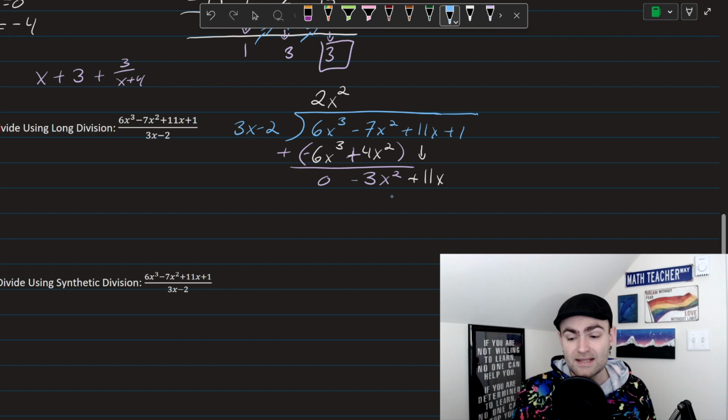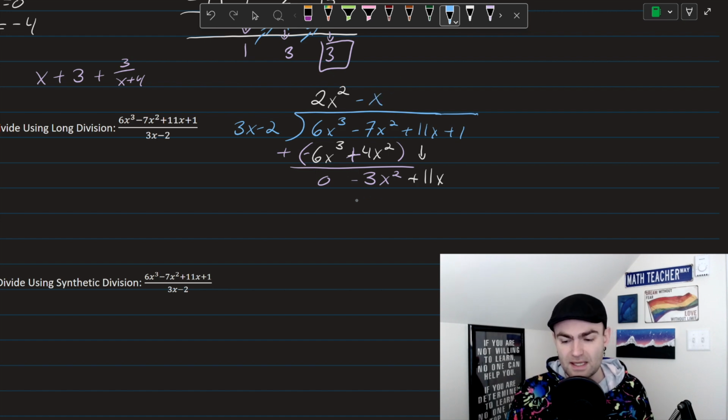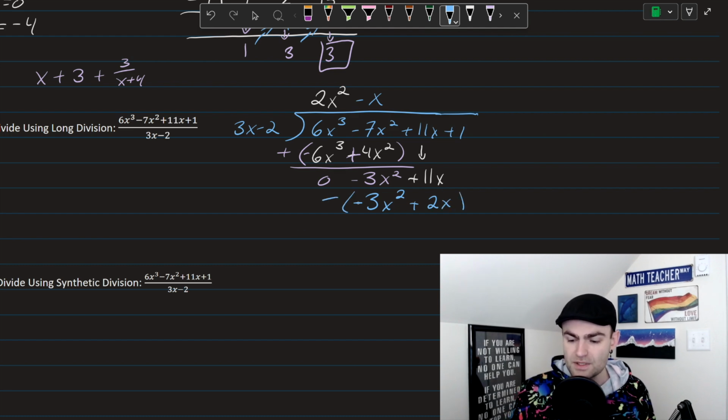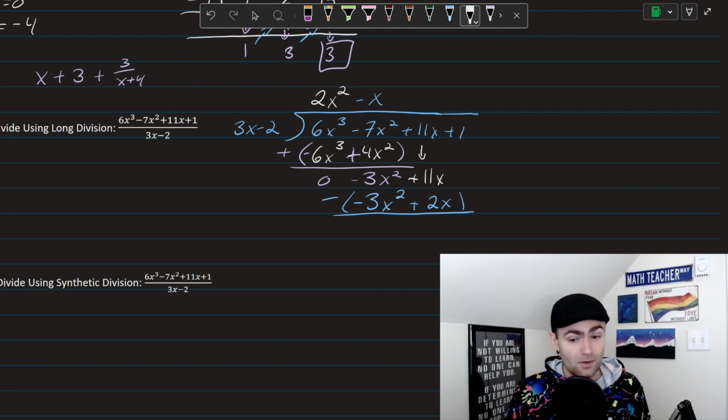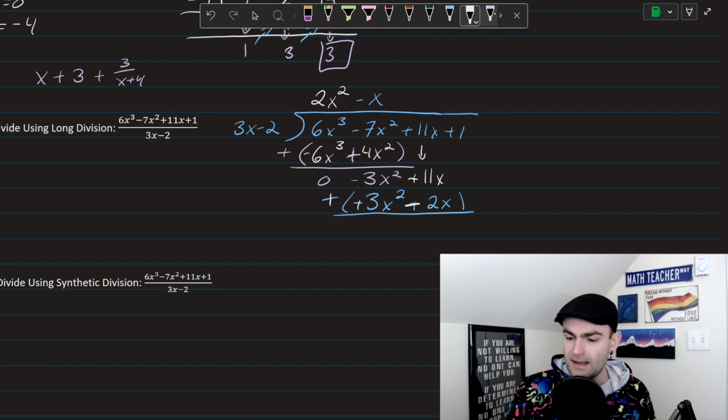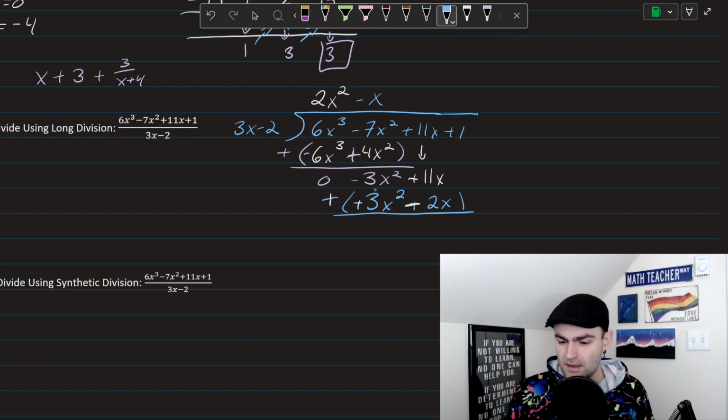What times 3x is -3x squared? Well, that would be a -x. So we're going to distribute that -x. We get -3x squared plus 2x. And we are going to subtract these. And you just follow this operation all the way down. So when we subtract these, we are distributing the subtraction here. And that gets us 0.